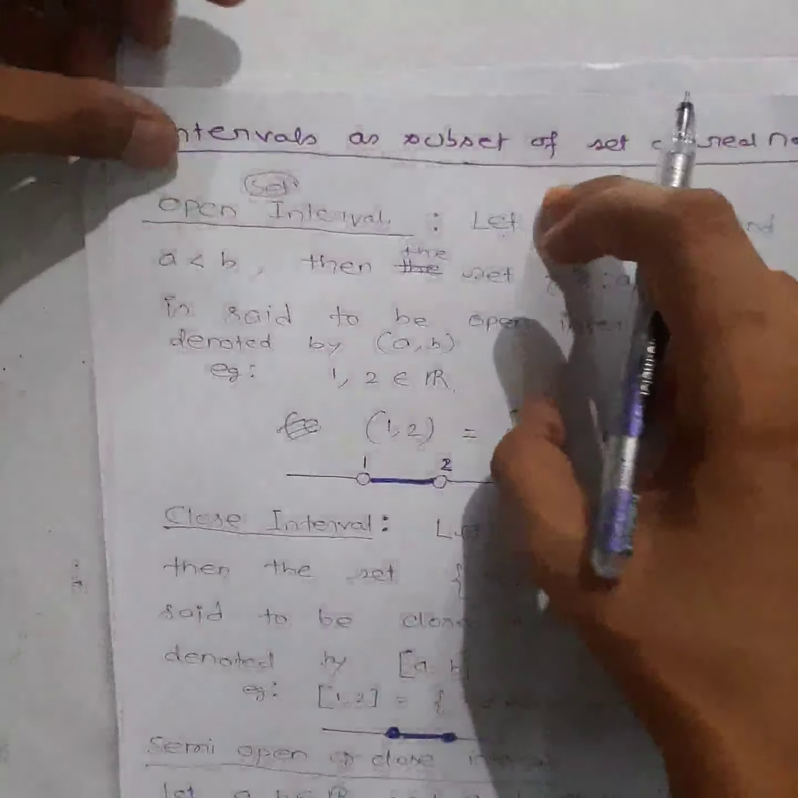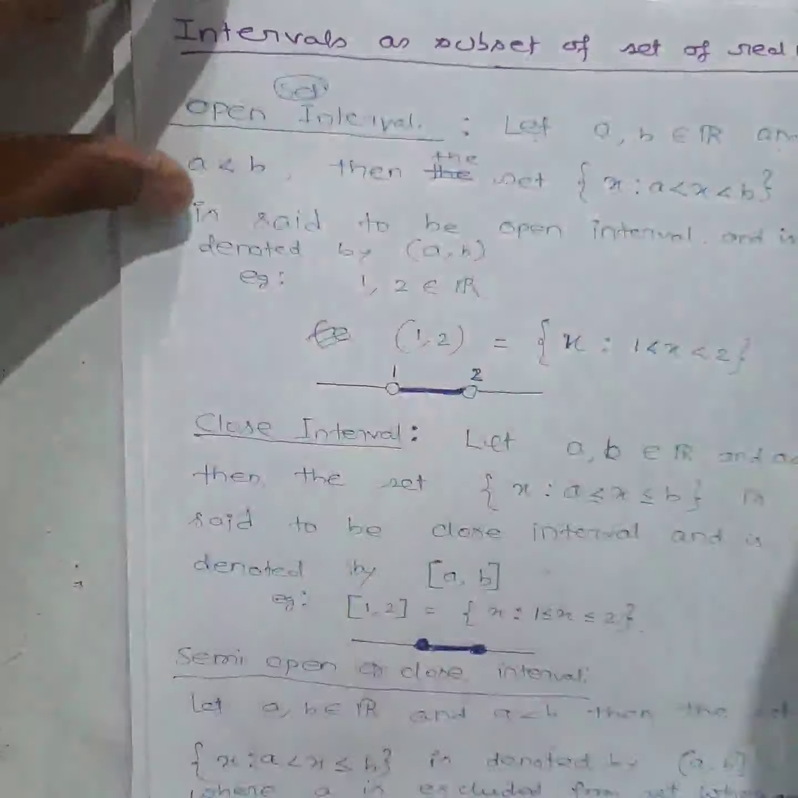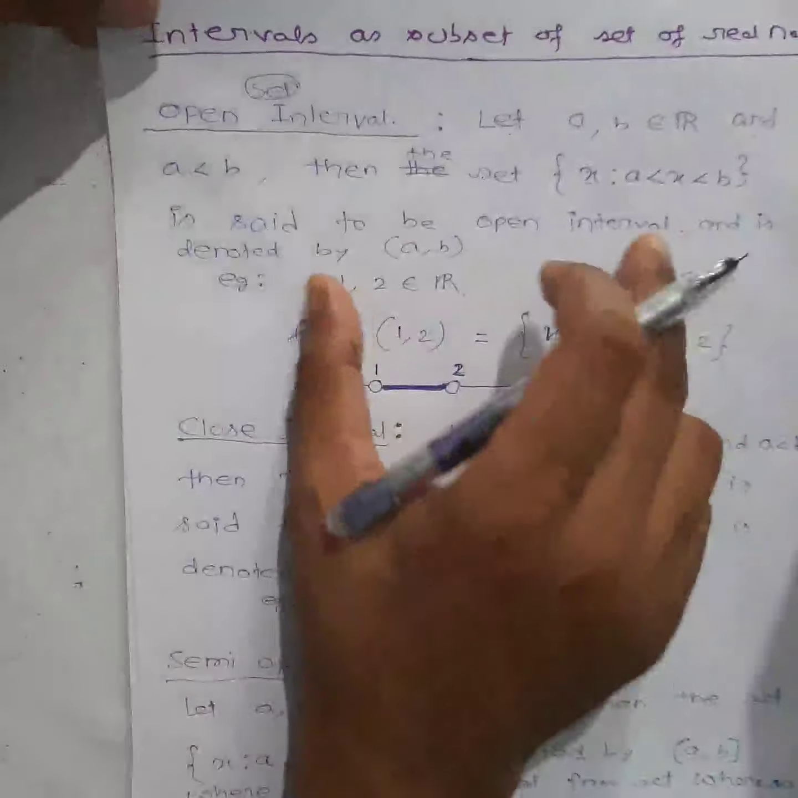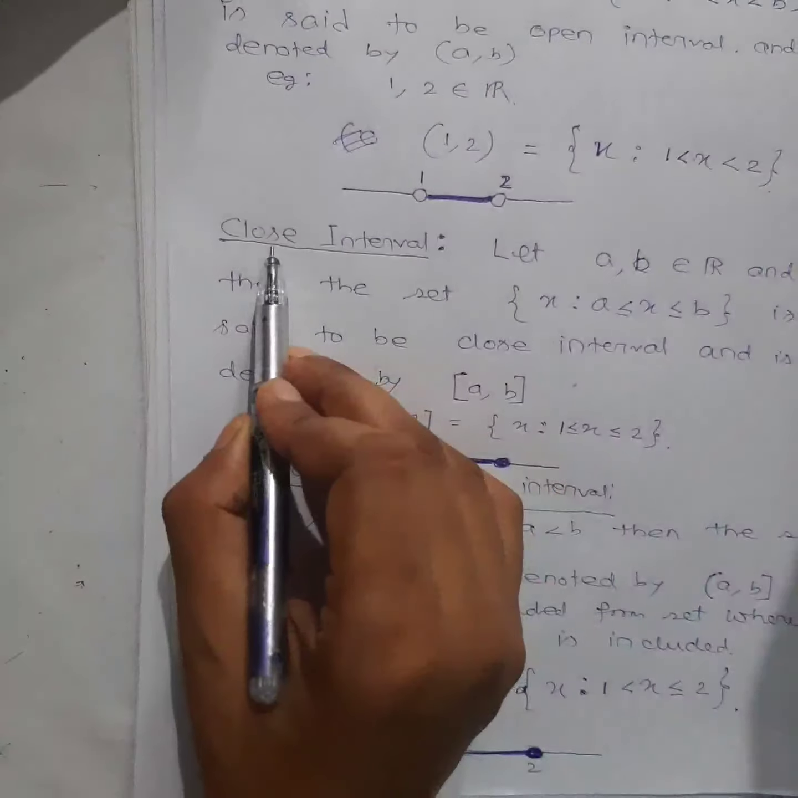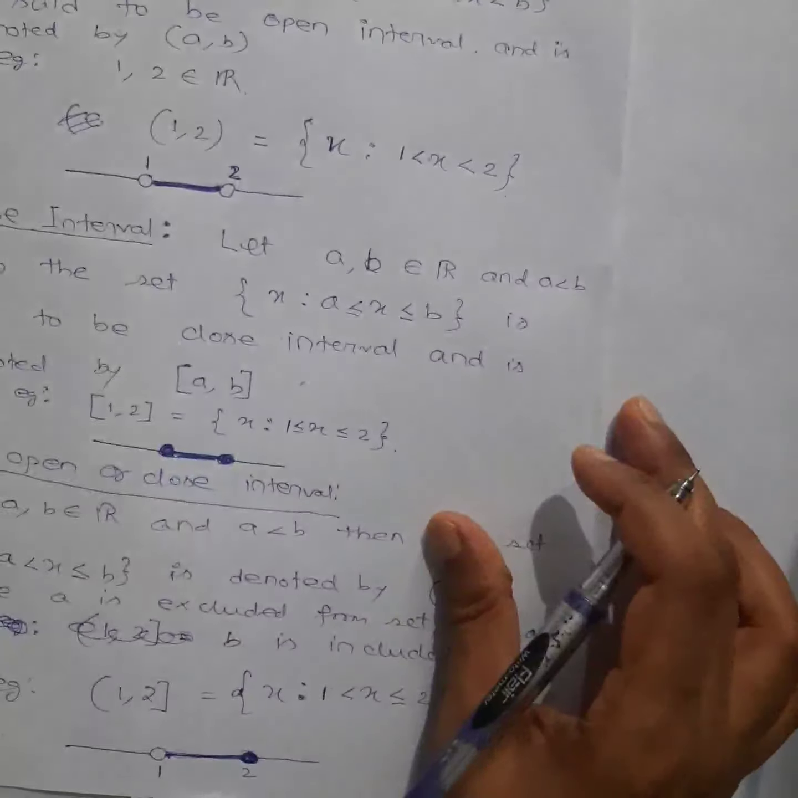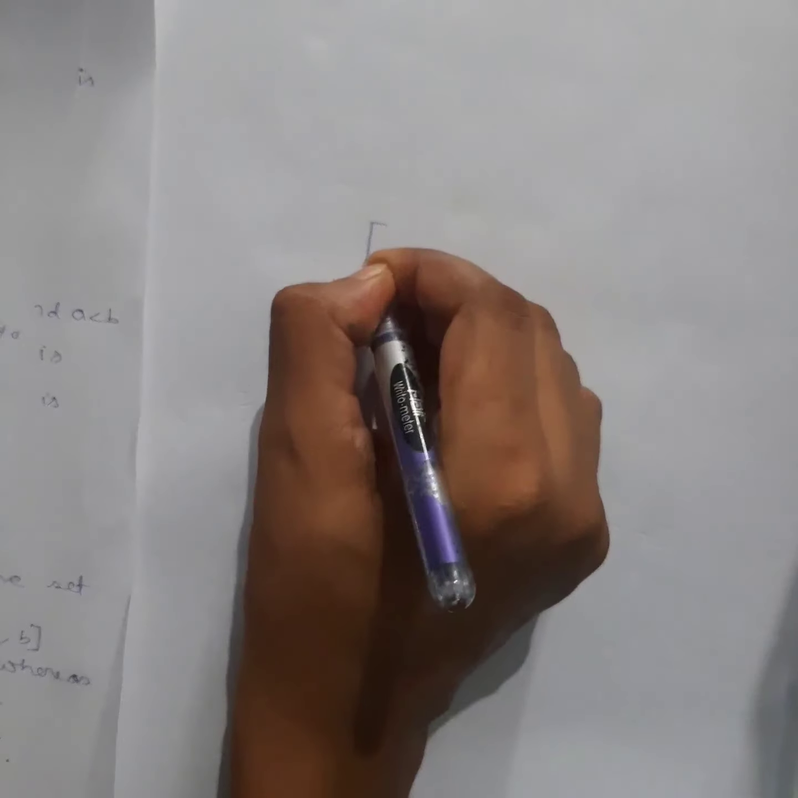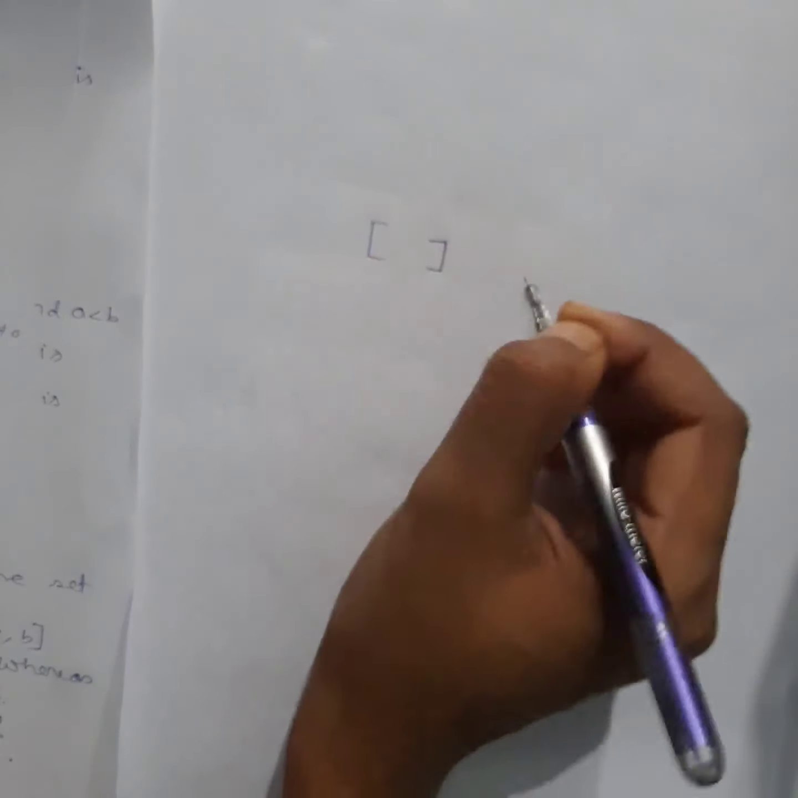So this is what is written here. I will suggest you better try to understand from the example which I have given. After that you see all this, otherwise it will be difficult to understand these things. Next, closed interval. For a closed interval, you use a closed bracket like this. This will be the notation for a closed interval.